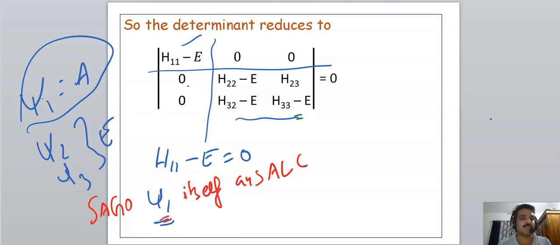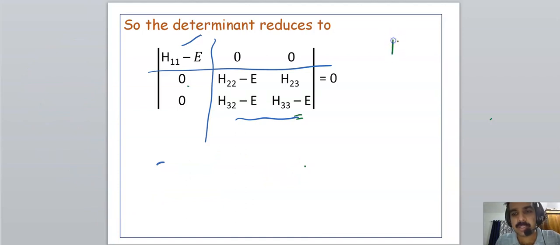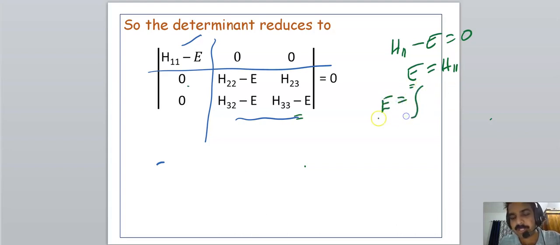So we can solve this problem very easily. H11 minus E equals 0. Therefore, E is equal to H11. We want to calculate the energy of psi 1. And that is E is equal to, what is H11?